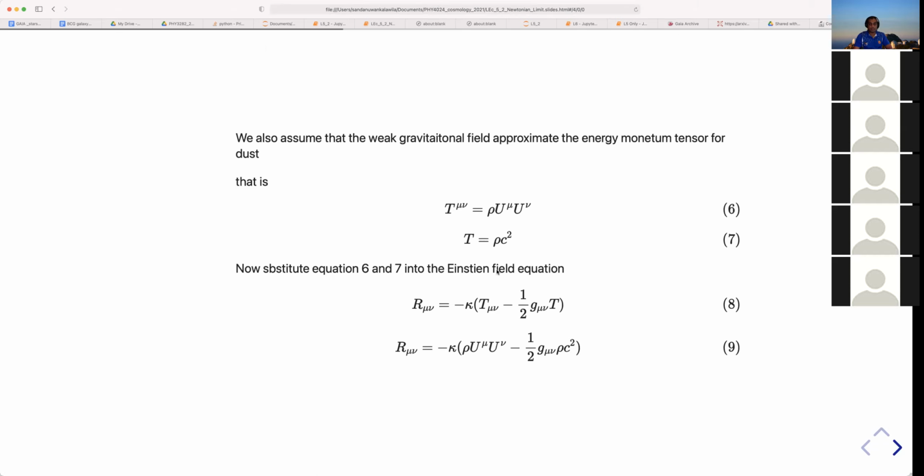Right. Now, once you substitute rho mu nu into this term right here, and then also T equal rho c squared into this term right here, you get equation 9, right? So I guess all of you are clear with that, right? So R mu nu equal to minus kappa rho u mu u nu minus half G mu nu rho c squared.